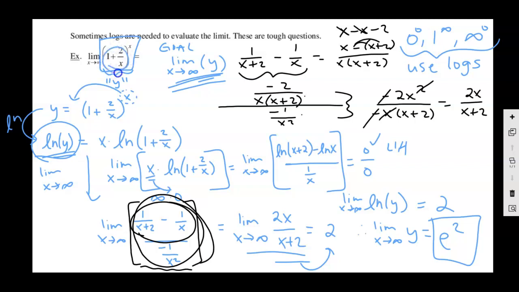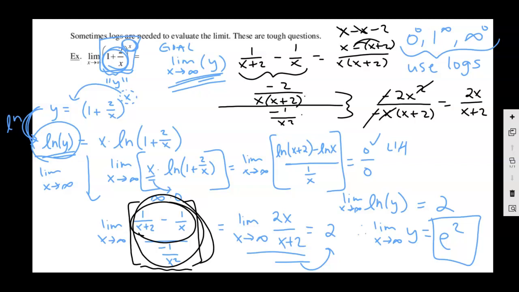Anytime you see variables in the base and in the exponent, your technique is probably going to be take a natural log and then do whatever you need to do. If that's to take a derivative afterwards, so be it. Logarithmic differentiation. If that's to eventually take a limit, so be it. It's like logarithmic, I don't know, limitation. I just made that up. Maybe we can make it a thing. But taking a log is really how we can deal with variables in both the base and the exponent.